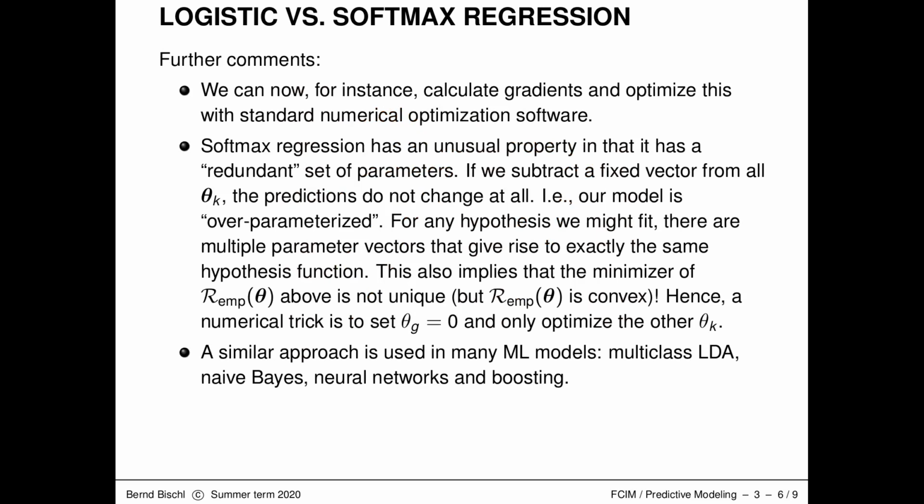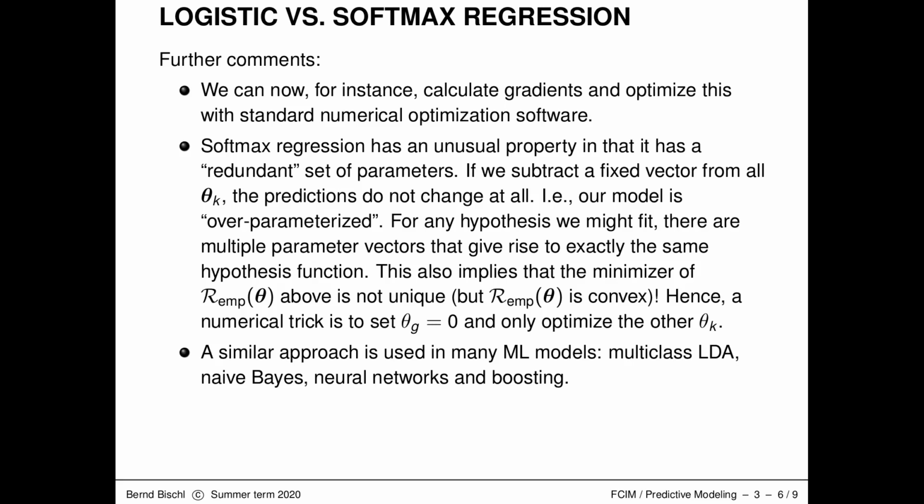Based on this hypothesis-based definition plus the risk function with the multiclass log loss, you can now simply calculate gradients and optimize with standard numerical optimization software. So softmax regression has that somewhat unusual property that it has a redundant set of parameters. I guess you can already see that from the fact that also in the binary case, we really didn't need 2 parameter vectors theta, right? We just needed 1 for the positive class.